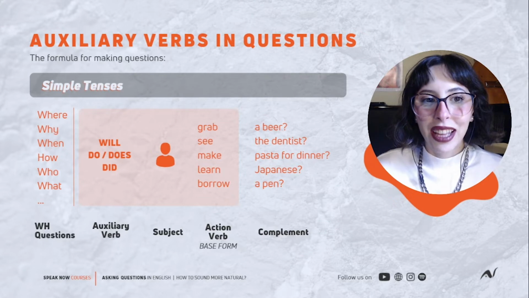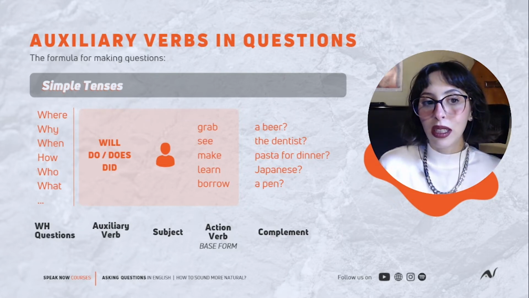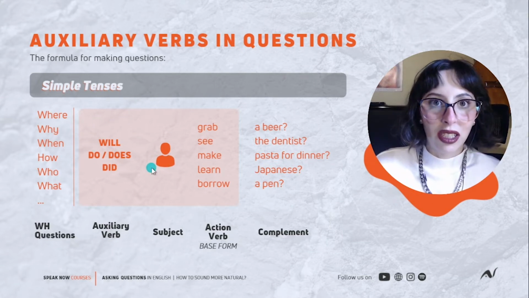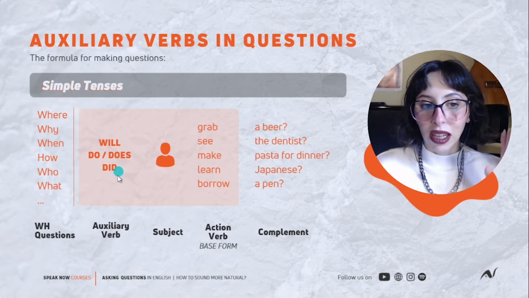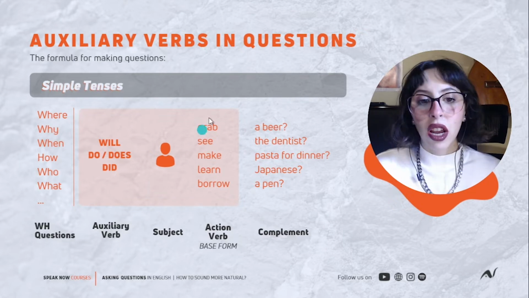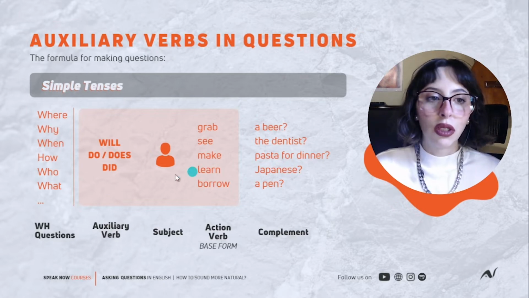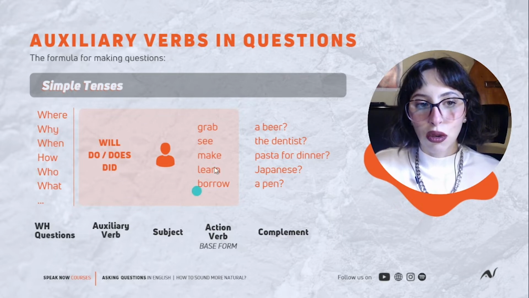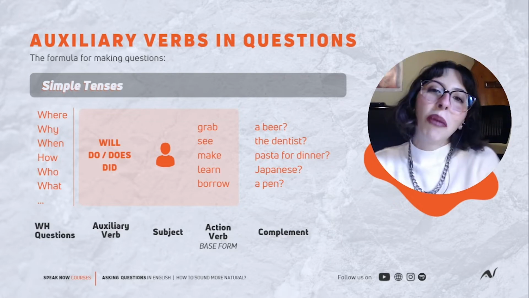So let's take a look at the formula for asking questions using the simple tenses. And you see how the auxiliary verbs are always anticipating the subject in questions. The most important is that you ask the question using auxiliary verb, subject, the person, and the action verb. You can include a complement for the verb, you can include a WH question, but the most essential is this basic structure. Auxiliary verb, person, action verb. So let's take a look at some of the combinations that we can make.